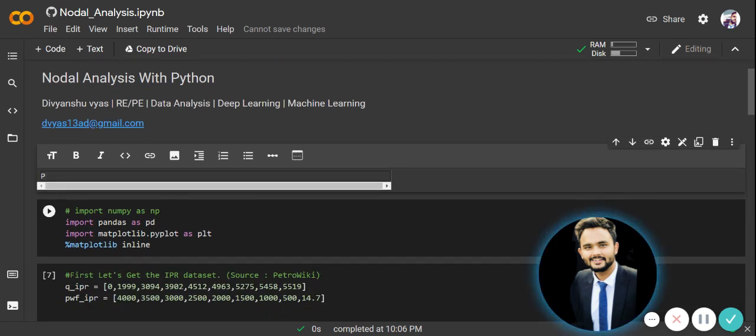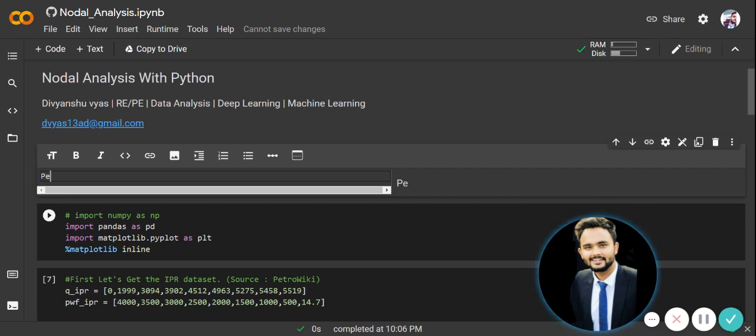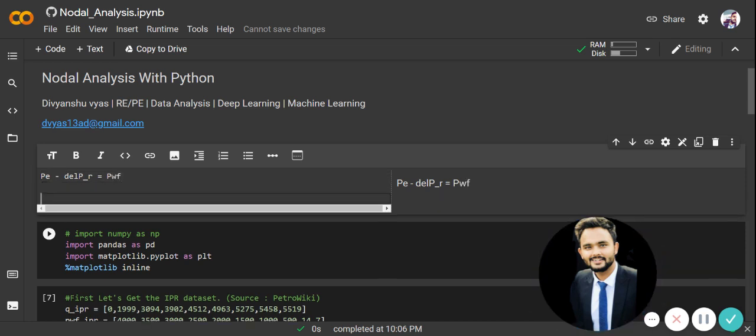So P external or P bar is my reservoir pressure. Then as oil flows from the reservoir to the wellbore, let's say delta P reservoir is the pressure loss in the reservoir. So this is the delta P reservoir. PE minus delta P reservoir gives you PWF. So this is the first equation. Let's say this is the PWF IPR.